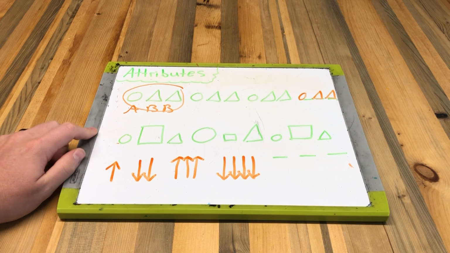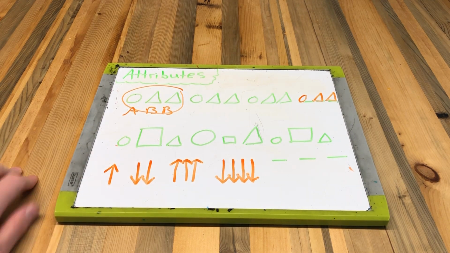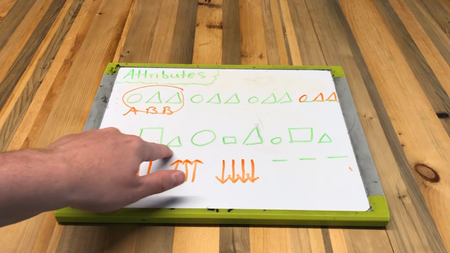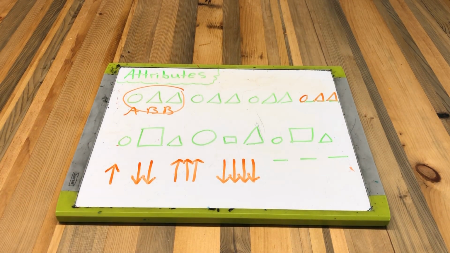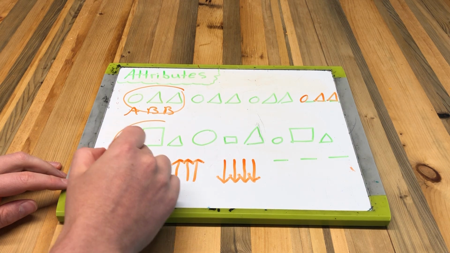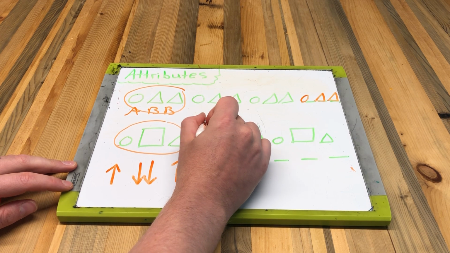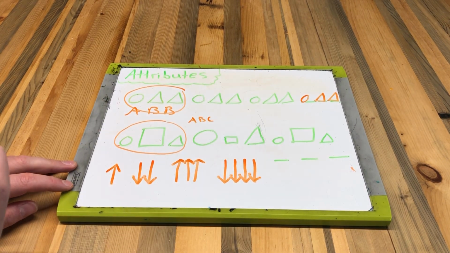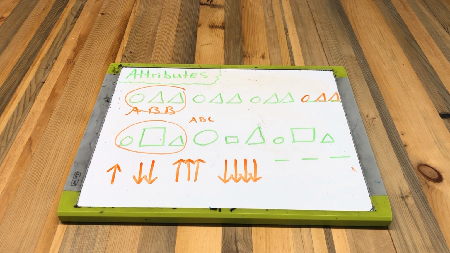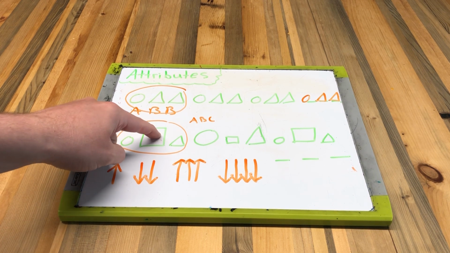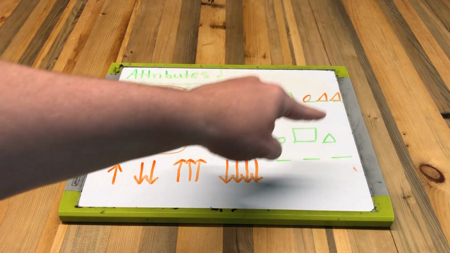So let's look at our second one. There's a couple of things going on here. The first thing you probably notice is shape. So we have circle, square, triangle, circle, square, triangle, circle, square, triangle. This is the core. It's circle, square, triangle, over and over. That is an A, B, C pattern for the shape. But there's something else that's changing there. If you look at size, I have small, big, small, big, small, big, small, big, small, big.